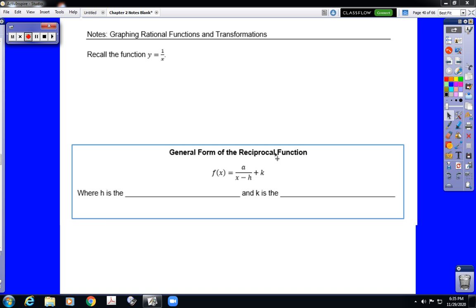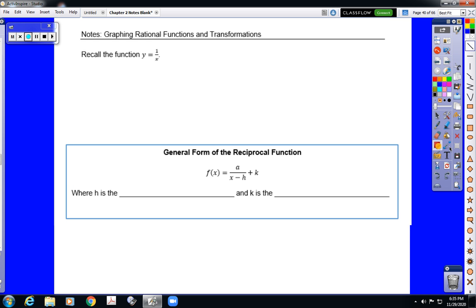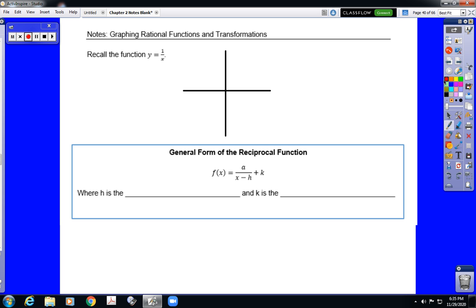parent functions, because we should remember that we have already graphed the parent function of all reciprocal functions, that is y equals 1 over x. And remember that y equals 1 over x has a horizontal asymptote of y equals 0, which is the x-axis, and a vertical asymptote at x equals 0, which is the y-axis.